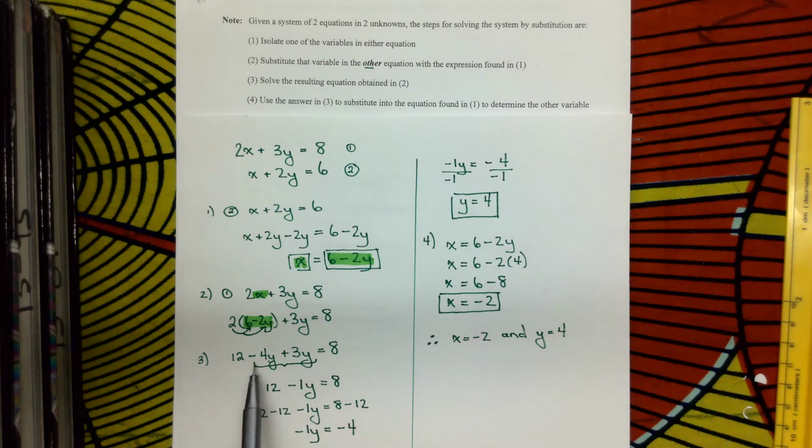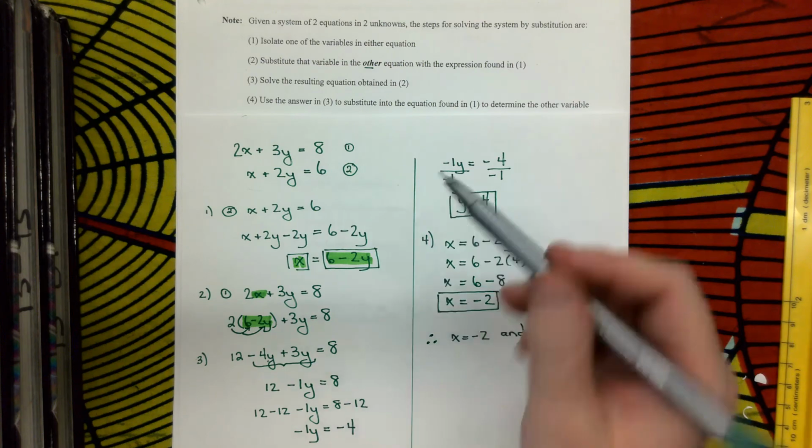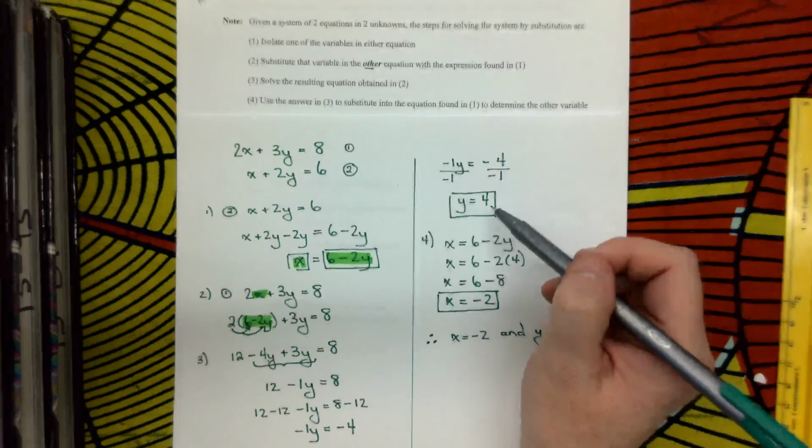And so now I can simplify again by adding my like terms. So negative 4y and 3y is negative 1y. So I have 12 minus 1y equals 8. And then, because I'm trying to find out what y is, I need to get rid of this 12. And to get rid of it, I subtract it. 12 minus 12 is nothing. And then again, remember, you need to do it to the other side. So 8 minus 12 is negative 4. And so my last step is to get y by itself. So you always divide by whatever is already in front of y. So negative 1 divided by negative 1 would give me 1y, and negative 4 divided by negative 1 is 4.